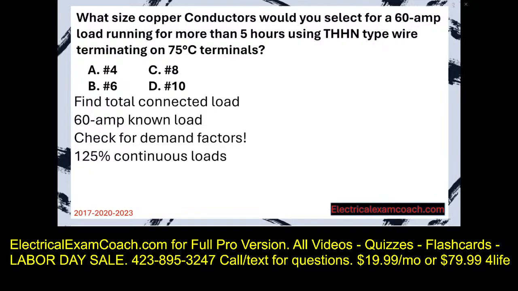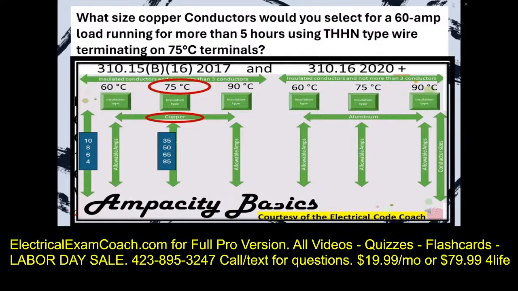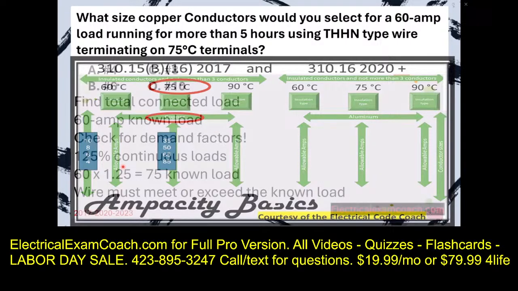So we take our original known load, multiply it by 1.25, and that gives us a new known load of 75 amps to size our wire by. And remember, our wire must meet or exceed the known load. We head to our primary ampacity table. We head to the copper side because it wants copper conductors. We're in the 75 degree C column, and we need to go down and find a wire that meets or exceeds 75 amps, and we find that it happens to be a number 4. Let's get to it.